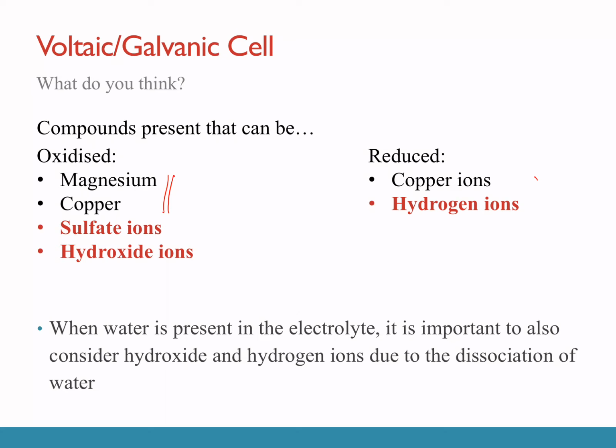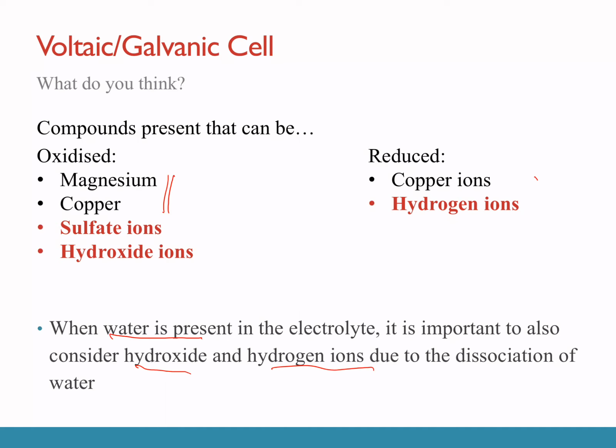Because remember, metals can be oxidized because they can lose electrons to become more positively charged. But they can't be reduced because they can't gain electrons and become negatively charged. So, when water is present, we also need to consider hydroxide and hydrogen ions.